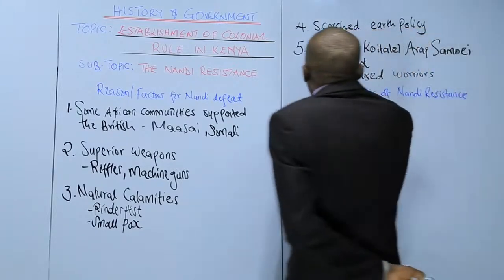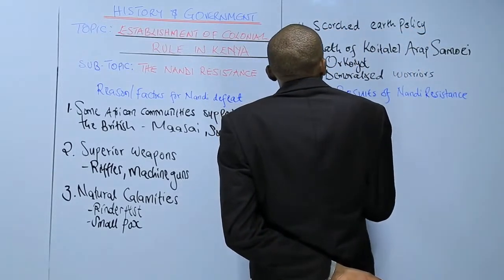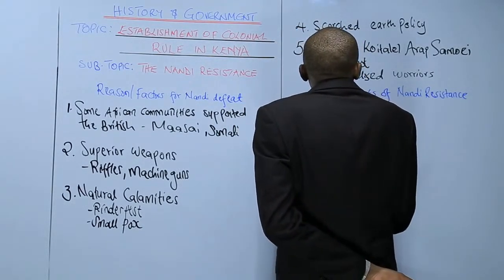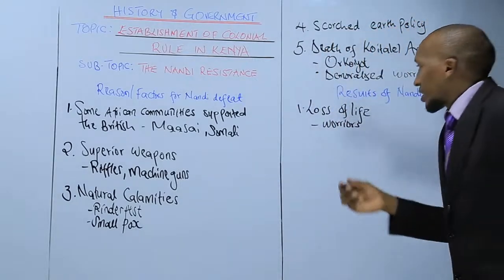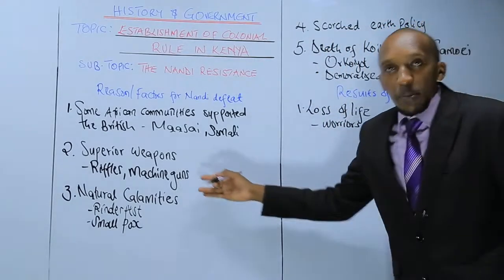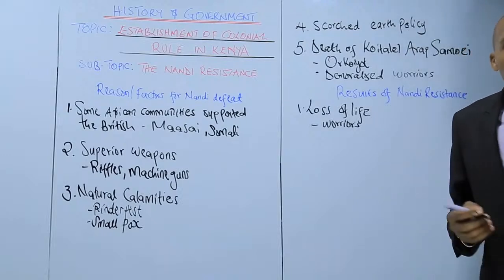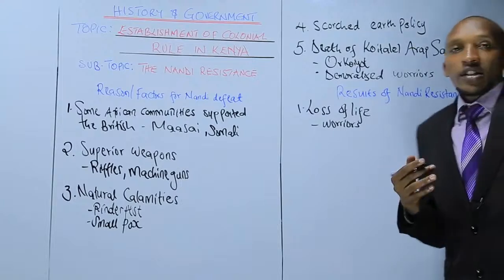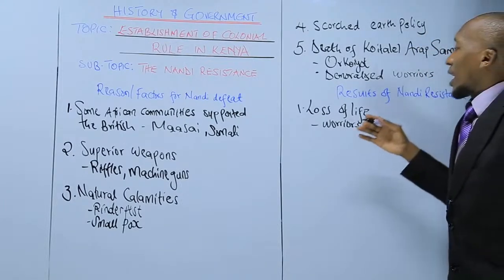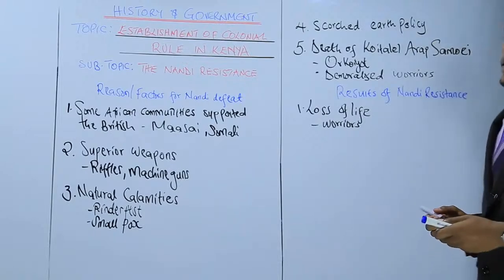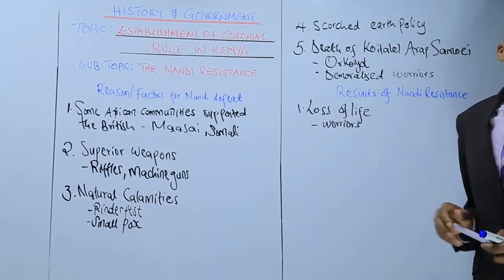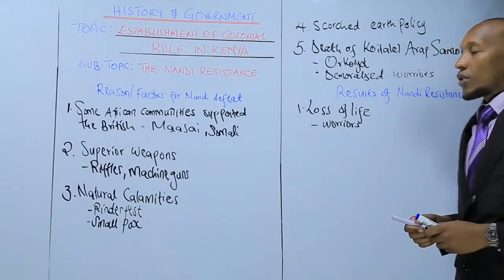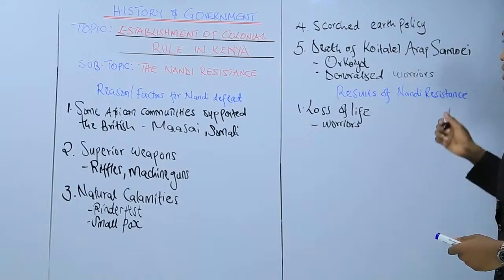Number one, loss of life. Most of the warriors lost their lives as they resisted the British. Remember, the British were using superior weapons, the machine guns and the repeater rifles. So these led to most of them losing their lives. It is estimated that around 1,000 warriors lost their lives during that period of resistance. There was a lot of loss of life.